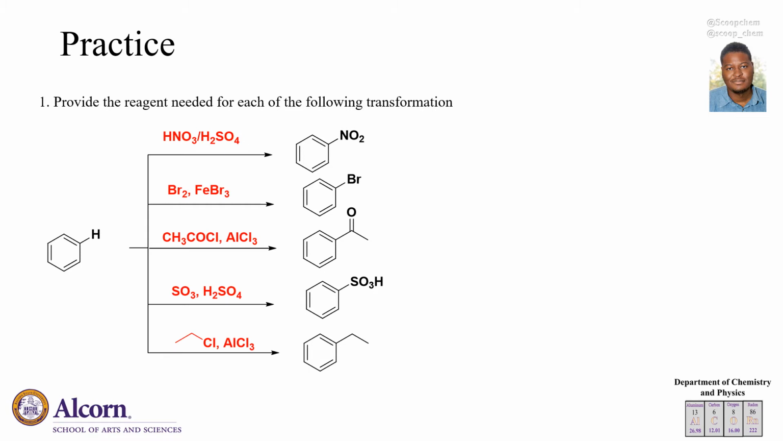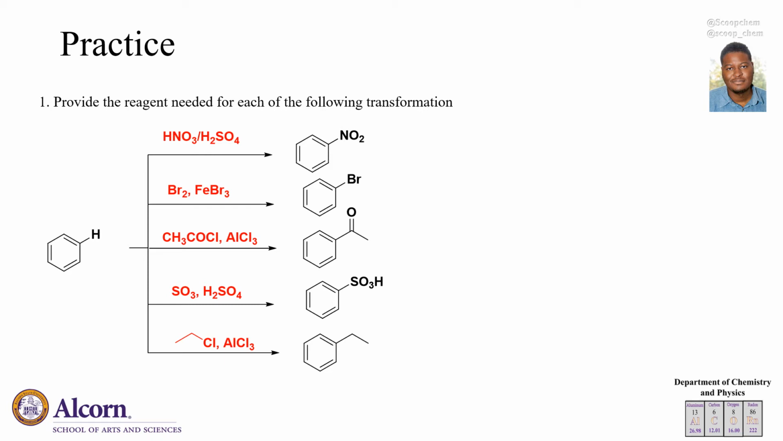Here are the answers. The top reaction replaces H with NO2. That's nitration. I need nitric acid and sulfuric acid to do nitration. The second reaction substitutes an H for a Br. That's going to be a halogenation, and I can do that with Br2 with a Lewis acid, and I'm going to use iron tribromide. Step 3 has an acyl group present. So I'm going to use the acyl chloride here with a Lewis acid, and I'm going to use aluminum trichloride.